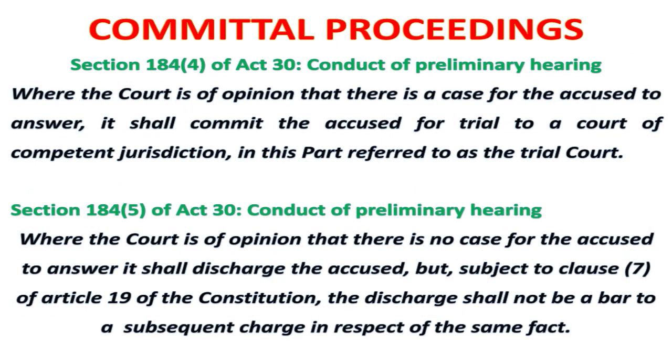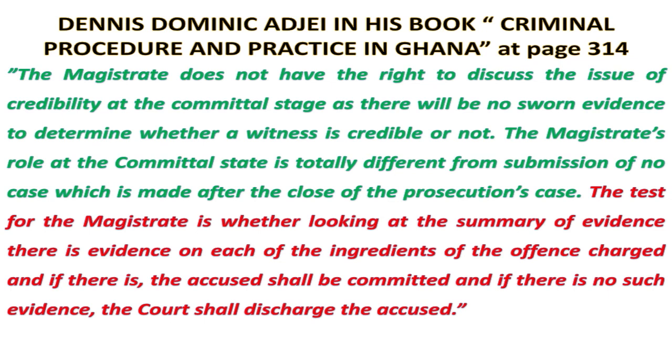And so, that is the import of section 184, subsection 4 of Act 30. When you read section 184, subsection 4, it says that where the court is of the opinion that there is a case for the accused to answer, it shall commit the accused for trial to a court of competent jurisdiction. In this part, that refers to the trial court. It is telling you that the court has a role to play in determining whether to commit an accused person for trial or not. And we've been told the guidelines by Sir Dennis Dominic J.